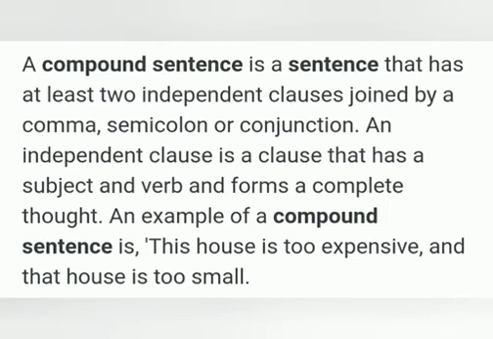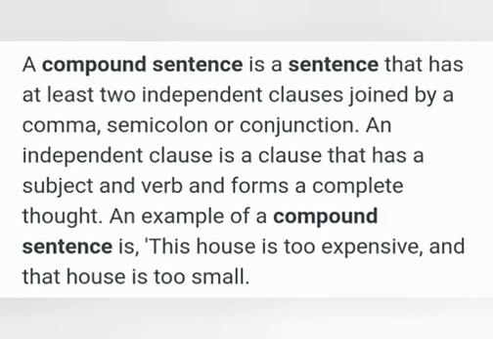An example of a compound sentence is, "This house is too expensive, and that house is too small." Please notice there is a comma and that is a conjunction. So there are two sentences which are combined together by using a conjunction, comma, etc. to make a compound sentence.